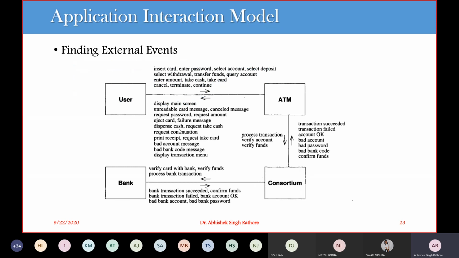Now what are the attributes related to these different events? In your different objects you have, let's say, insert card, then enter password, select account. These are different events in your particular scenario. So you can manage your scenarios in this event diagram. This is how you can model your event diagram.